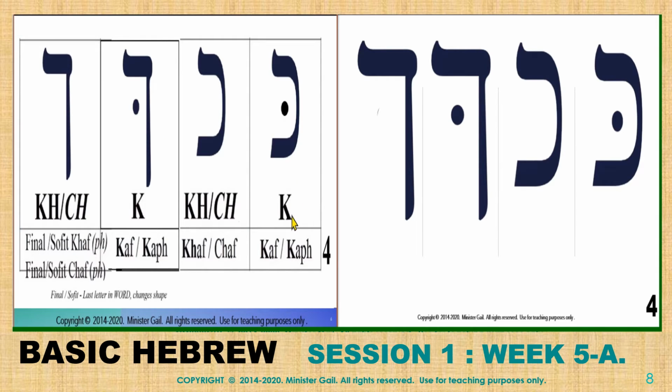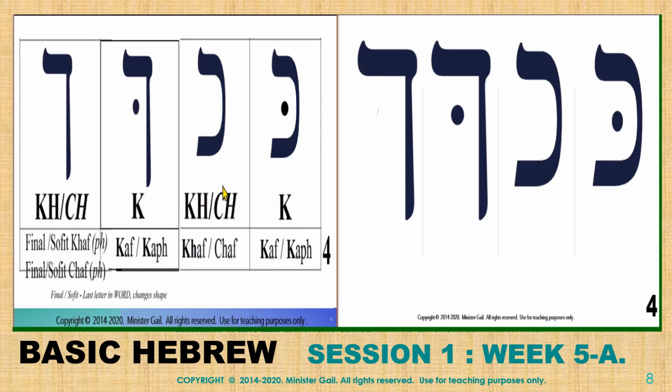K, the holiness unto the king, holiness to the Lord, the king, the crown. Think of the king's crown. K, hard K if there's a dot. KH or CH if no dot. It's supposed to be KH. Sometimes it's written as a CH in the word. And it will end with an F or PH. Both sound like an F.